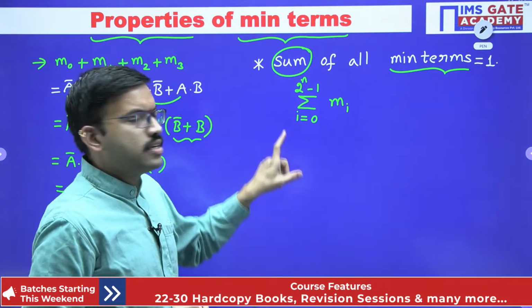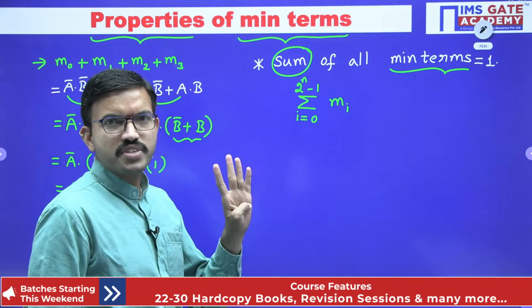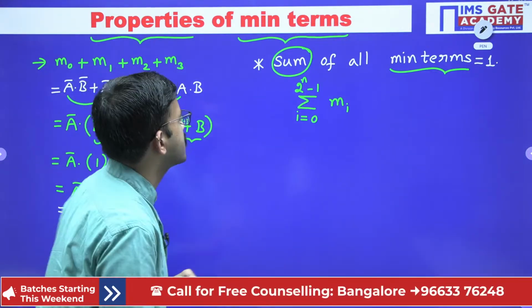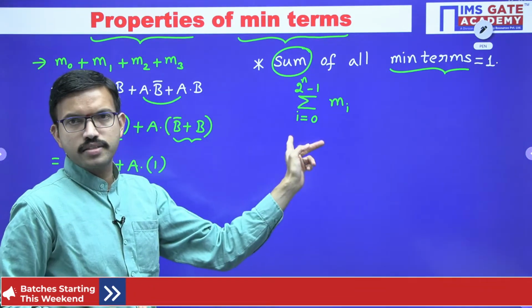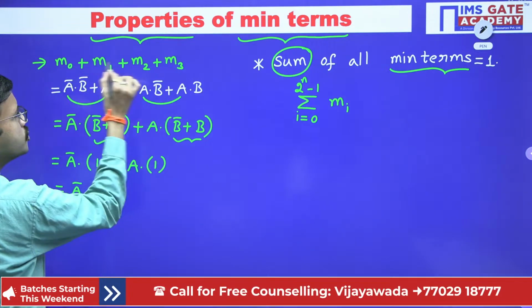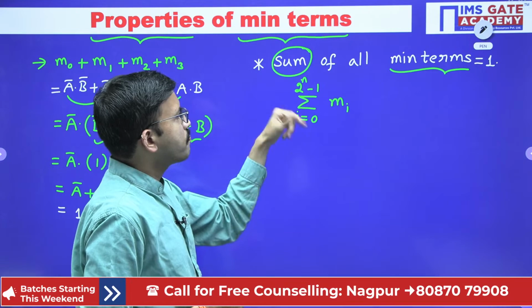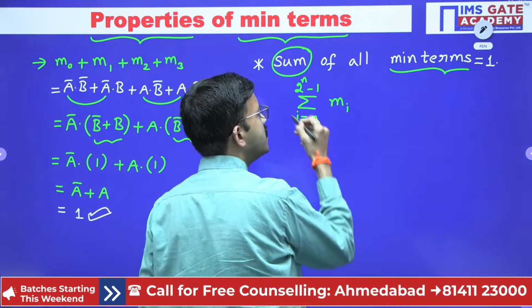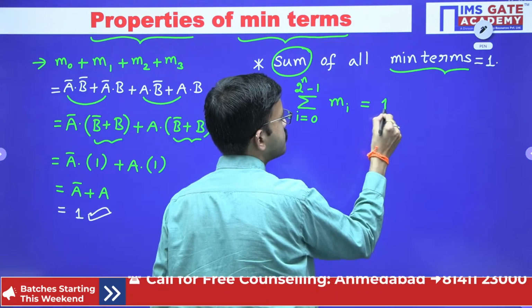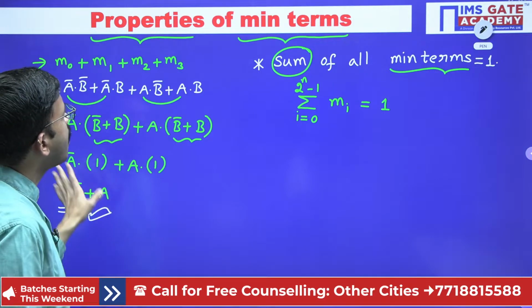Suppose for two variables, the total number of min terms you are getting is 4, right? So 4 minus 1 is nothing but what? 3. So m0, m1, m2, m3. So all the min terms we are adding. It is ranging from 0 to 3. Similarly for n variables, it is starting from 0, and the maximum value will be 2 power n minus 1. So the sum of all the min terms is equal to 1. This is the first property of min terms.